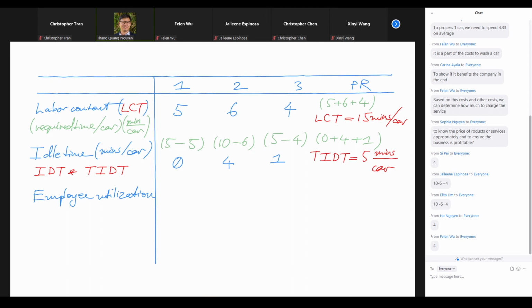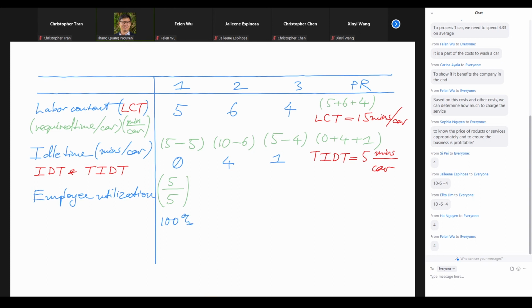So we pay each worker to work for 5 minutes. I'm sorry, I'm talking about station number 1 only, okay? So we pay the worker over there to work for 5 minutes, and that worker actually works for 5 minutes per car. Everything here is per car. So we divide them up, right? Then we have 100% employee utilization or labor utilization at resource number 1.